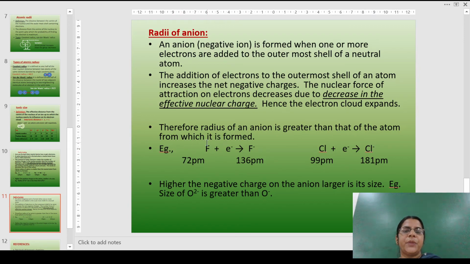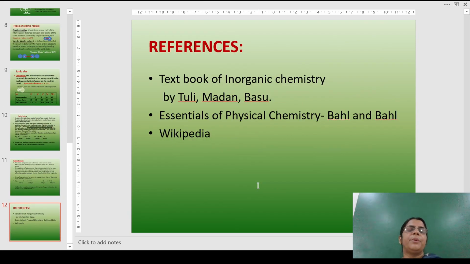You can see that in the case of fluorine, the atomic radius is 72 picometers, whereas the fluoride ion is 136 picometers. Similarly, the chlorine atom is 99 picometers and the chloride ion is 181 picometers. As in the case of cations, here as the negative charge goes on increasing, the size also goes on increasing. So this we have to remember.